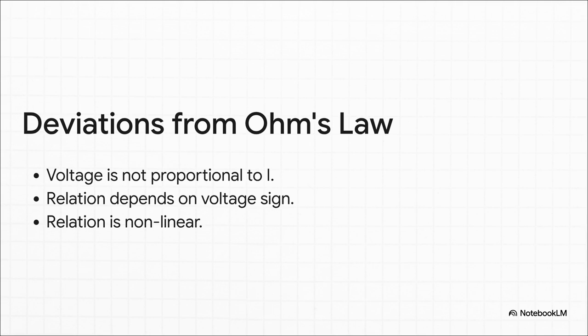In other devices, like diodes, the relationship depends entirely on the sign of the voltage, meaning it might conduct electricity perfectly in one direction, but block it completely if you reverse the voltage. In cases like these, the relationship between voltage and current becomes completely nonlinear.